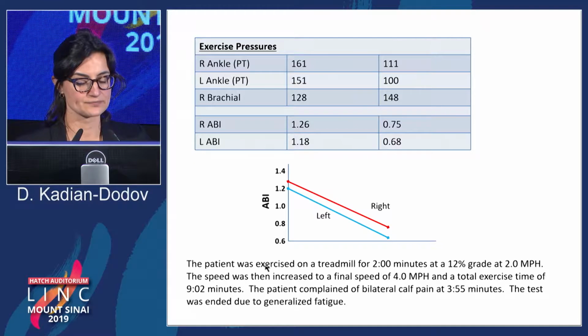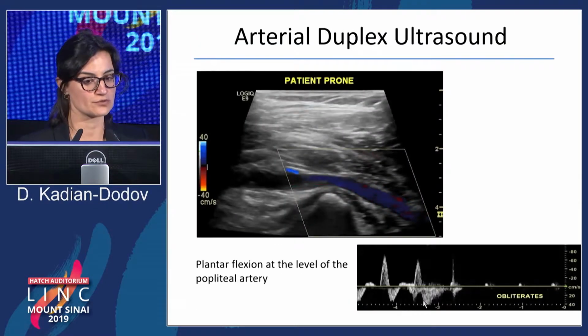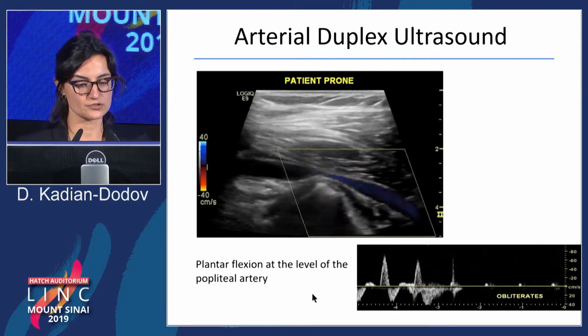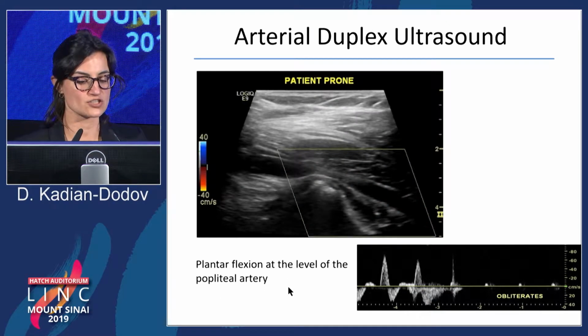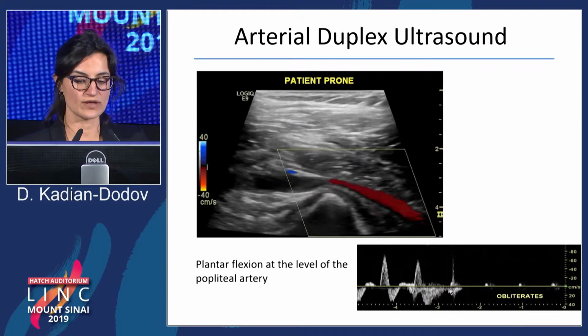So we exercised him. And the exercise protocol starts at a 12% grade, 2 miles per hour, and then it increases gradually with time. He actually was able to go pretty far. So he went 9 minutes, but at almost 4 minutes, he had the bilateral calf pain that stops him. And with repeat measurement of his ankle pressures, they reduced after exercise, and his ABIs went down into the abnormal range. Pretty unusual for a 32-year-old. So he ended up going for arterial duplex, and when we had the patient do plantar flexion at the level of the popliteal artery, the artery actually occluded and the waveform obliterated.